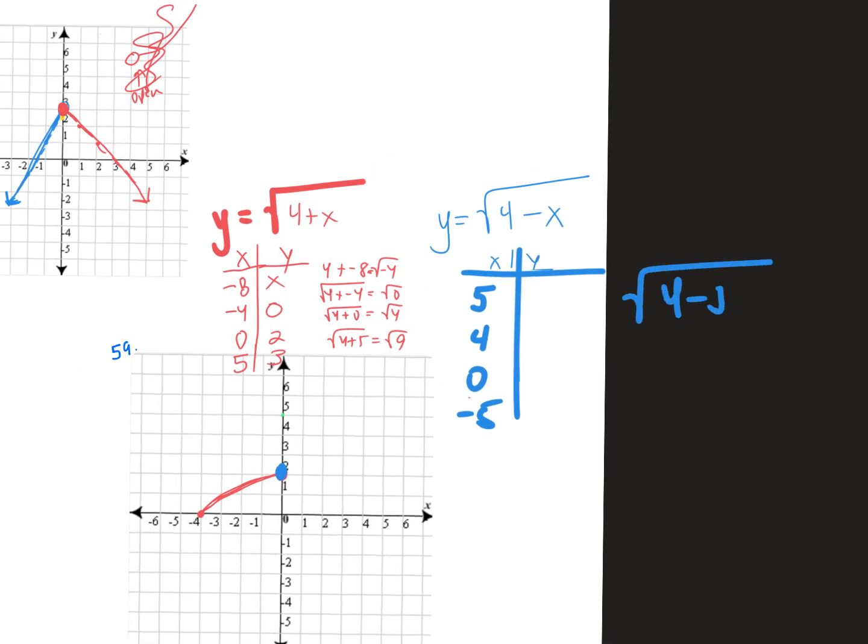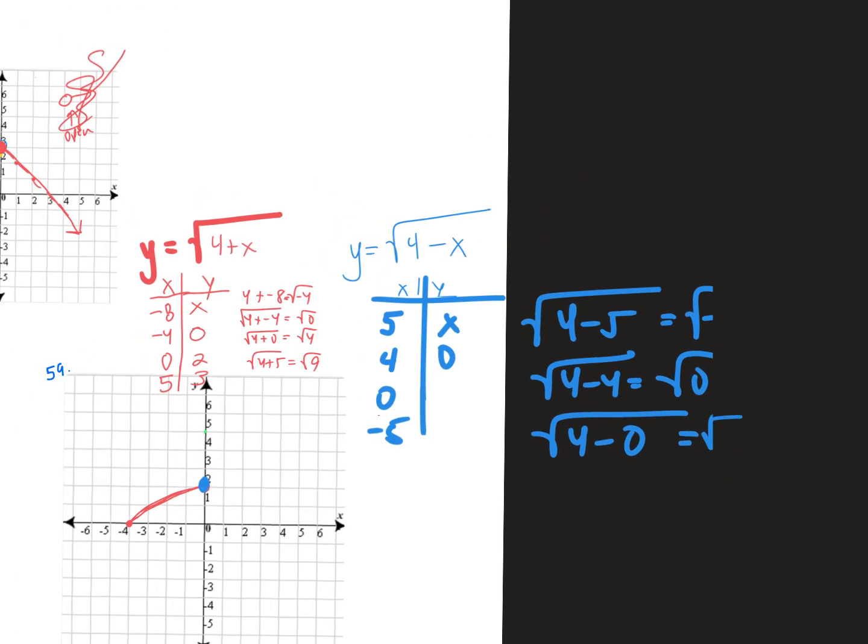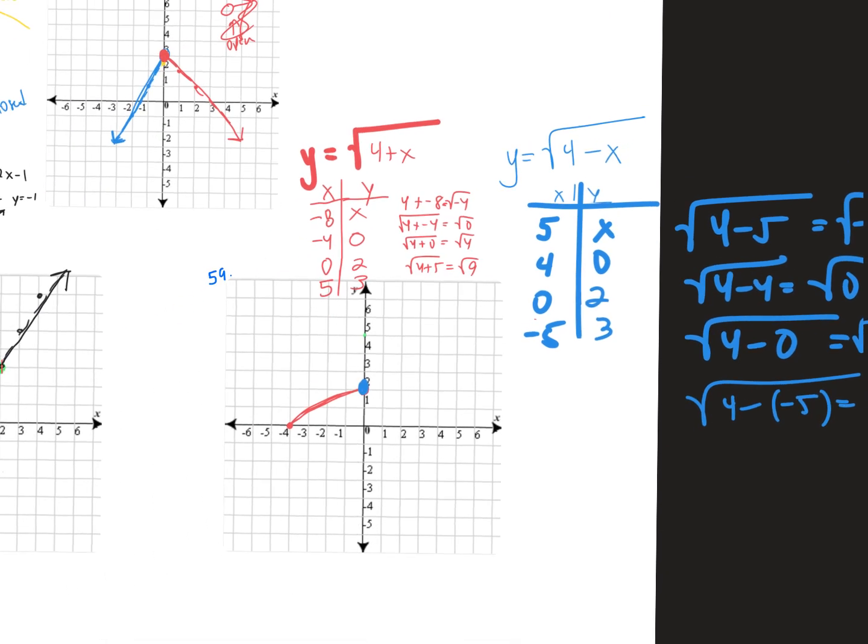So 4 minus 5, square root negative 1, right? Yes? Can't have that, all right? So let's do 4 minus 4. What's the square root of 4 minus 4? Perfect. Now we're going to do 4 minus 0. Square root of 4 is? Now we're going to do negative 5. 4 minus negative 5. Square root 9, which is 3. Yeah? Okay, so let's plot these.